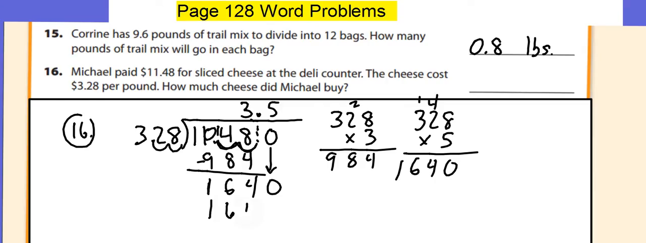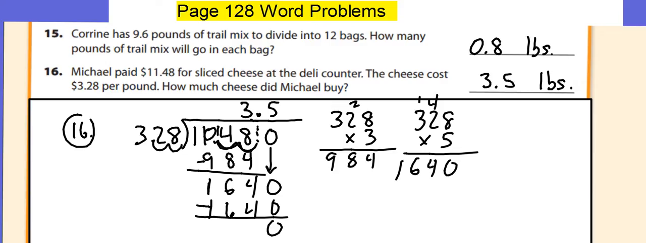And that's cool because 1640 minus 1640 is 0. That means I'm done. So I think the answer is 3.5. I can record that on my line. I can reread and try to find the unit. It says, how much cheese did Michael buy? 3.5 doesn't make tons of sense. What's our unit? The previous sentence says the cheese costs $3.28 per pound. How much cheese did Michael buy? That tells us our unit is pounds. 3.5 pounds. I like to use the unit LBS.